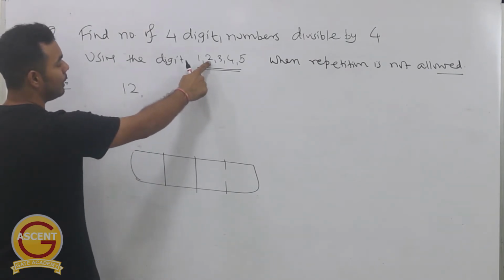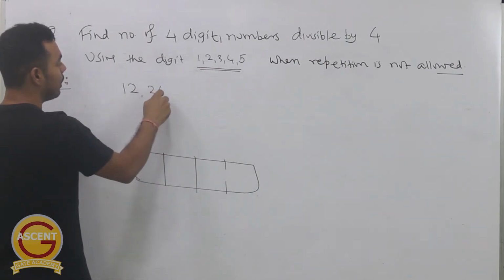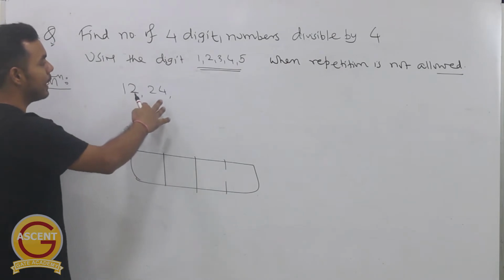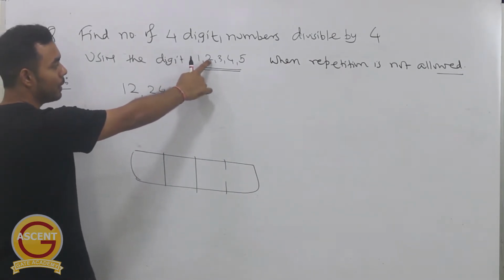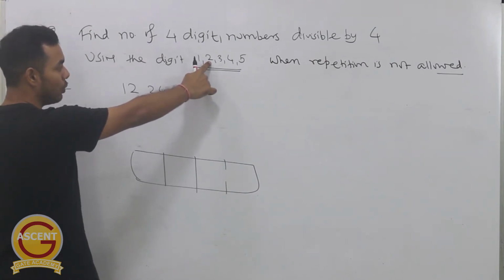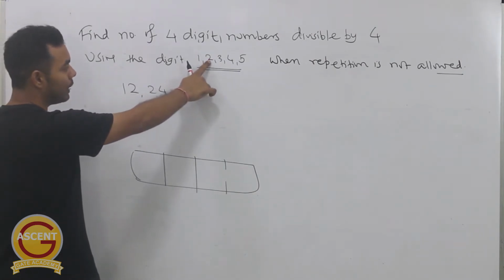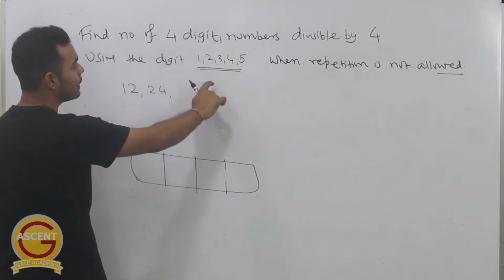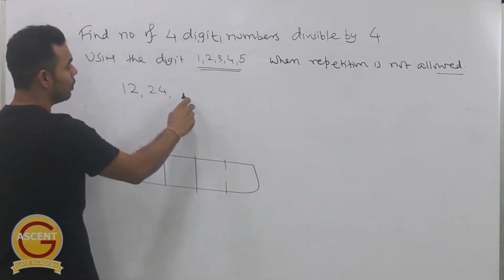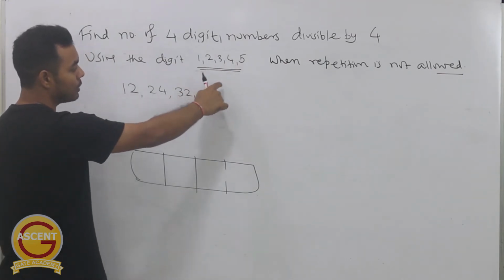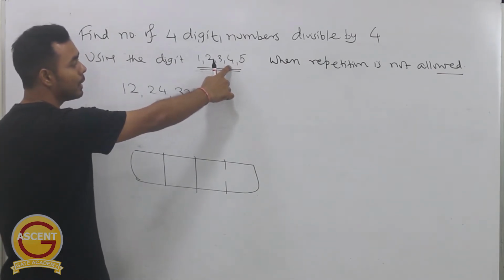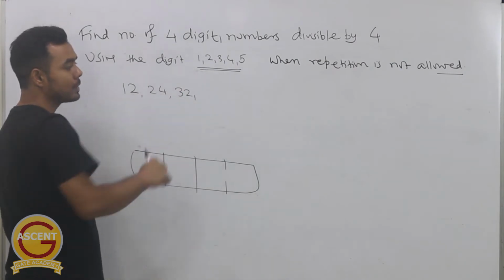Another possibility will be 2, 4. See, you don't have to write these combinations randomly. You have to proceed in a sequential manner. If I have 1 on 10th place, then I can place 2 on unit place. If I have 2 on 10th place, then I can place 4 on unit place. Similarly 3, 2. Okay. Then if I have 4 on 10th, then I should have 4 on unit place. But since repetition is not allowed, I cannot place 4, 4.